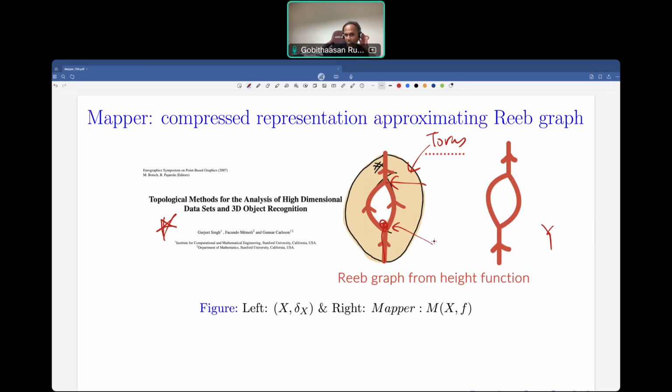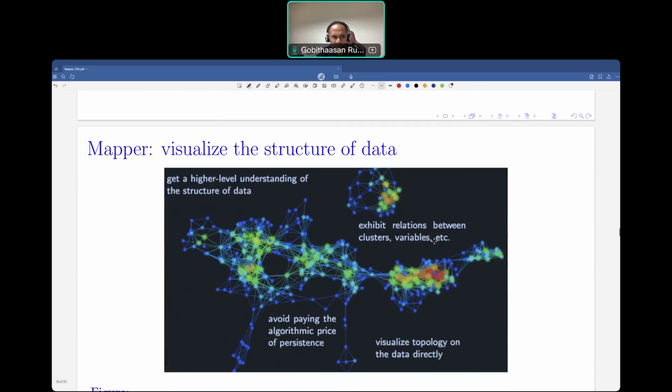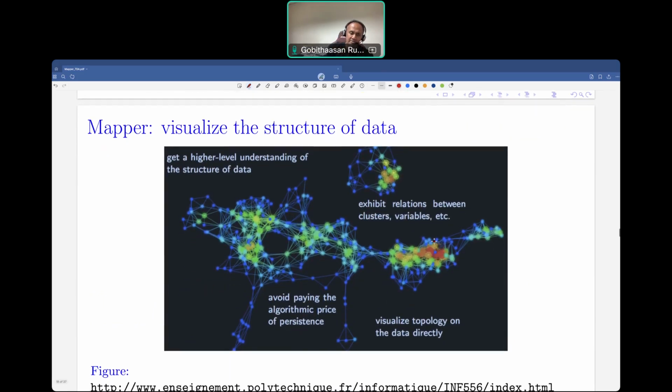So how would we represent a given point cloud in a simpler form, in the form of a graph? Now, what it does is that you get to visualize the structure of the data, as I said. If it is higher dimensional, just like PCA, we are able to reduce it to a lower dimension as a graph, and then we get to investigate the structure. So it is pretty cheap as compared to persistent homology.